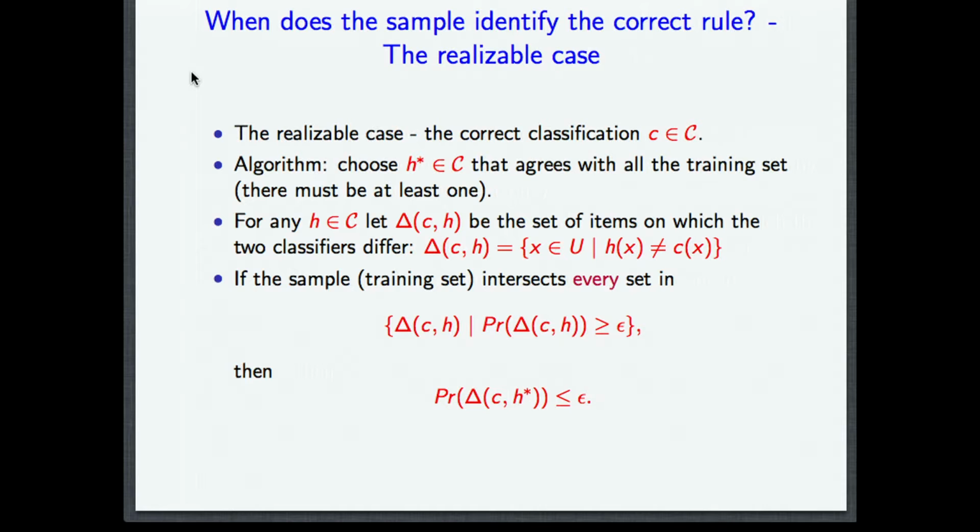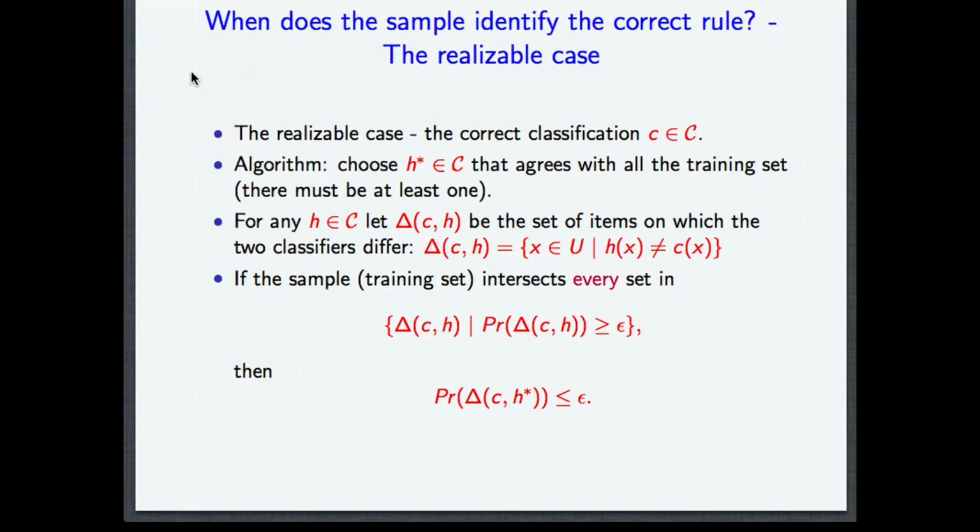So what do we need from the sample in the realizable case? How good a sample do we need in order to find a concept that is very close to the optimal? Well, the trick, of course, is we look at, for every concept, let's see with the optimal concept. I notice it's different notation here. Let delta of C, H be all the elements in the domain in which they differ.